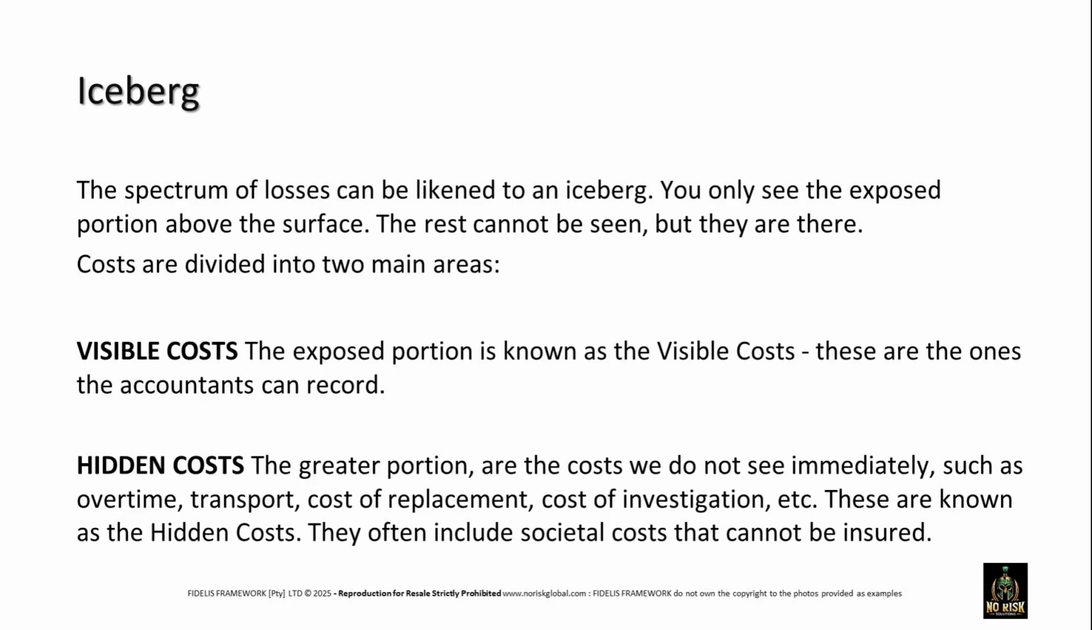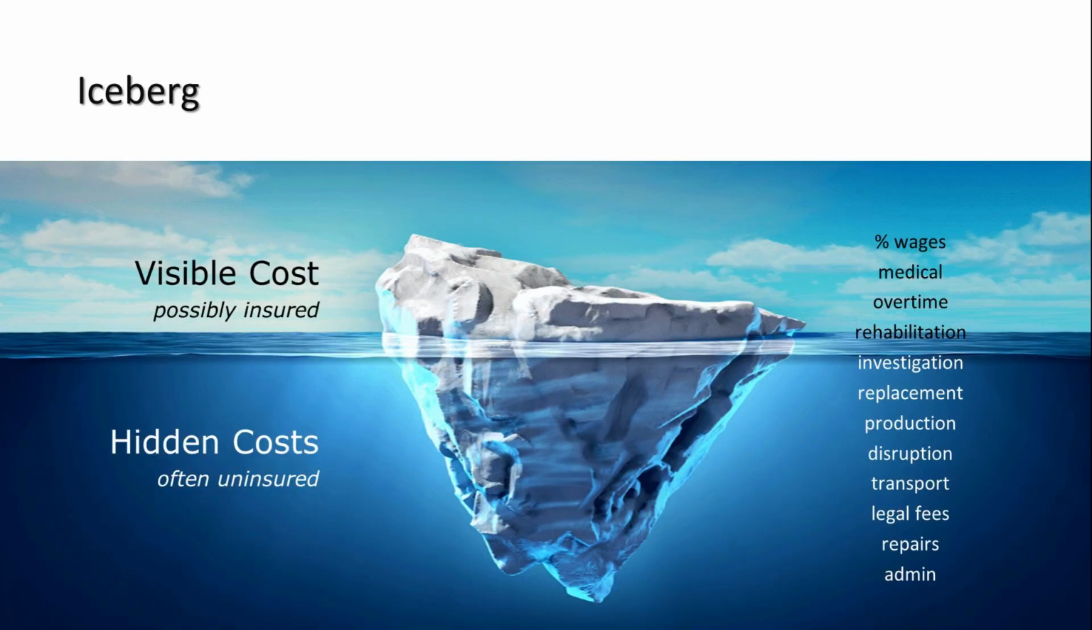The iceberg analogy illustrates the visible and hidden costs of incidents. While visible costs are apparent, hidden costs like overtime and legal fees can be substantial and often uninsured. The iceberg analogy further explains how visible costs are possibly insured, while hidden costs, such as wages and transport, remain uninsured. Recognizing these costs is crucial for comprehensive risk management.